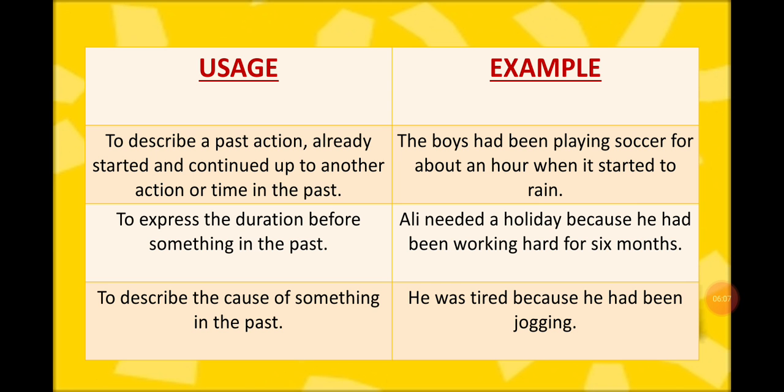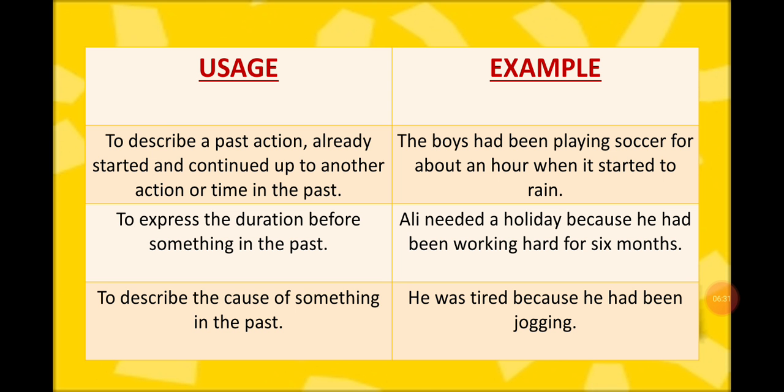And then there is a second usage, to express the duration before something in the past. We use past perfect continuous tense to describe the duration of an action. Ali needed a holiday because he had been working hard for 6 months. So duration is 6 months. Ali had been working hard for 6 months and now he needs a holiday. Emphasis is on duration, 6 months.